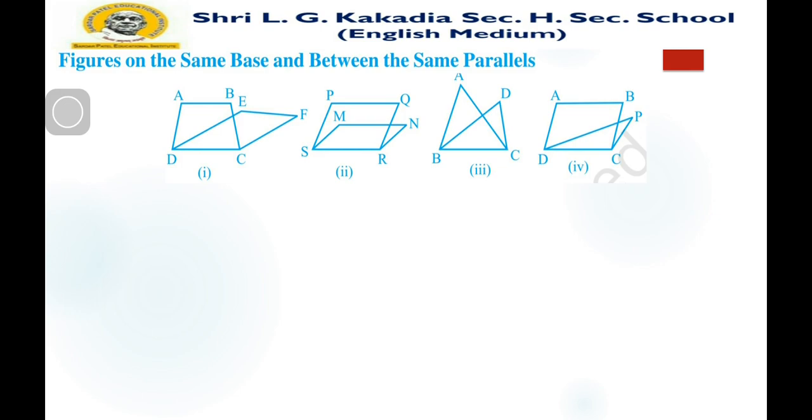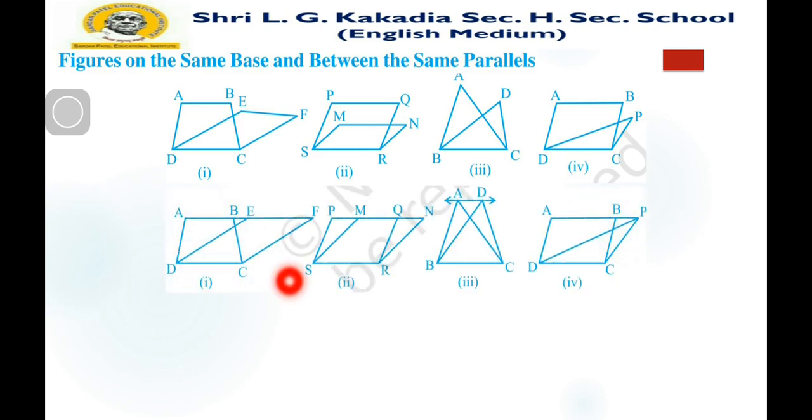Now about between same parallels, same base and same parallels. You can find that here given two quadrilaterals ABCD and EFCD have the same base and between two parallels AF and DC. It is two figures drawn between same base and between two parallels, as well as PQRS and MNRS also drawn between two parallels and with same base.